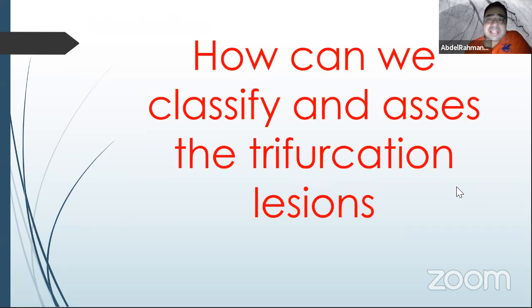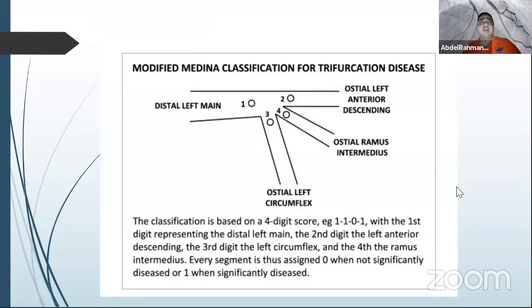So how can we classify and assess trifurcation lesions? This is what's called the modified Medina classification. We add a fourth digit, as you can appreciate here. If this is a left main and this is a LAD, so the distal left main will take number one, proximal LAD number two, and the left main LAD will be treated as the main branch. Then the nearest side branch will be side branch one, and the farthest side branch two will take digits three and four.